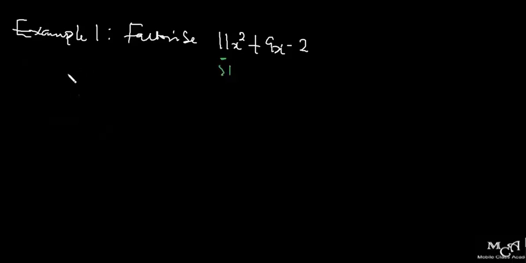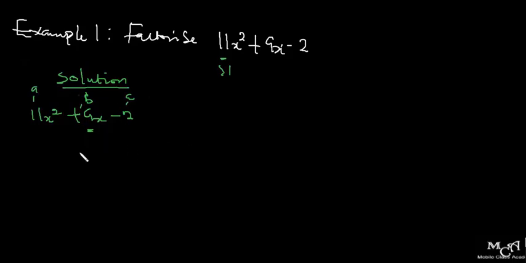So to solve this problem, solution: we have 11x squared plus 9x minus 2. The whole essence of factorization is to get two values that will replace our b. Here, our b is plus 9, our a is 11, and our c is minus 2. So what do we do?